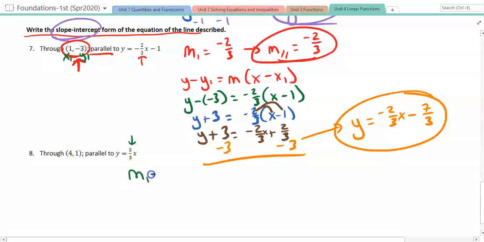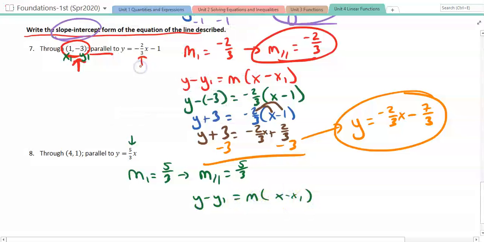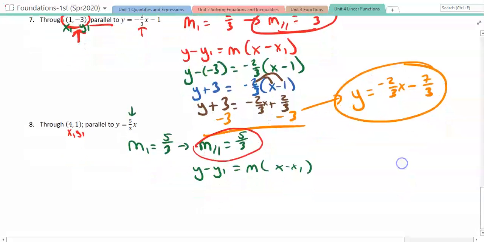And so my original slope here is 5/3, which means that my parallel slope is what? Remember, parallel lines have what? The same slope, so the parallel slope would still be 5/3. And so we're going to do the same steps. Y minus y sub 1 is equal to m times x minus x sub 1. And so again, I'm going to label here, this is my x1 and y1, and I'm taking this slope here. And so y minus 1 is equal to the 5/3 x minus 4.